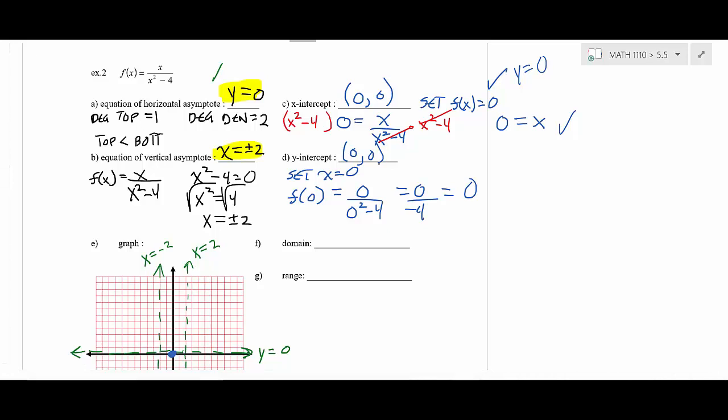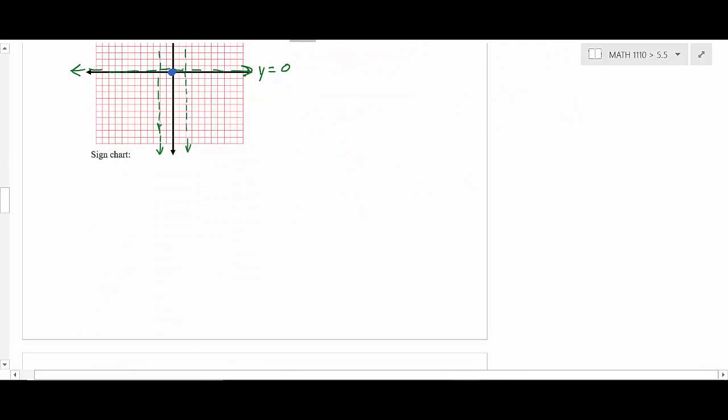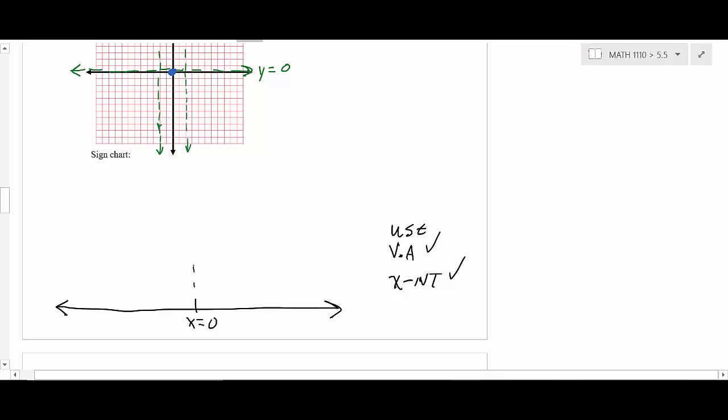All right, so far we've got our asymptotes and our intercepts. Now we're going to move to the sign chart. One of the things you want to do is draw a number line. And remember, you use two things: vertical asymptotes and x-intercepts. That's how you break this thing up. We had x equals 0 as an x-intercept, so it's a good idea to write a note to yourself that that's the x-intercept we found.